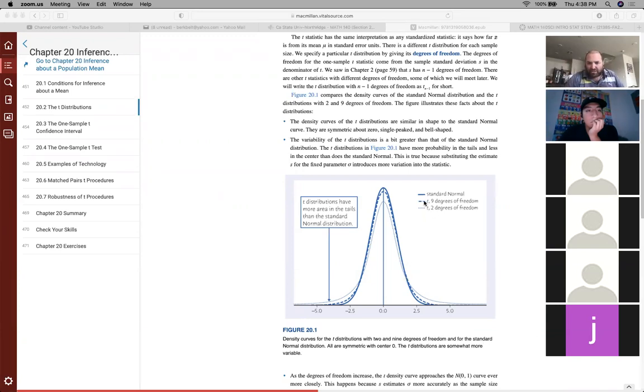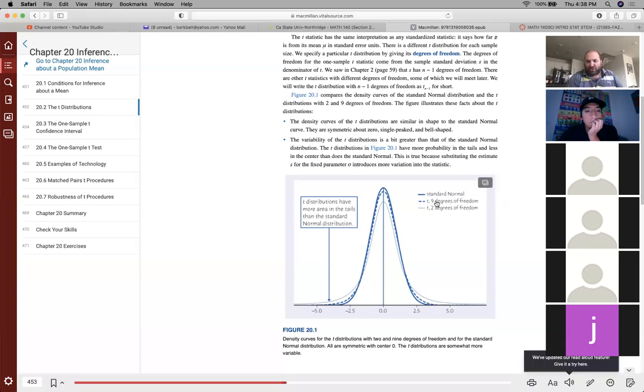If you look at these things, the solid bar is the normal, which is the z. And then notice how with 2 degrees of freedom, it's this thing here, it's dropped significantly. So it's lower, but on the outside, it gets wider. When I go to 9 degrees of freedom, it's not quite as low, but it still is a little bit wider, but again, not quite as wide. So as the number of degrees of freedom goes up, it gets taller, it gets skinnier, and it gets closer and closer to a z.